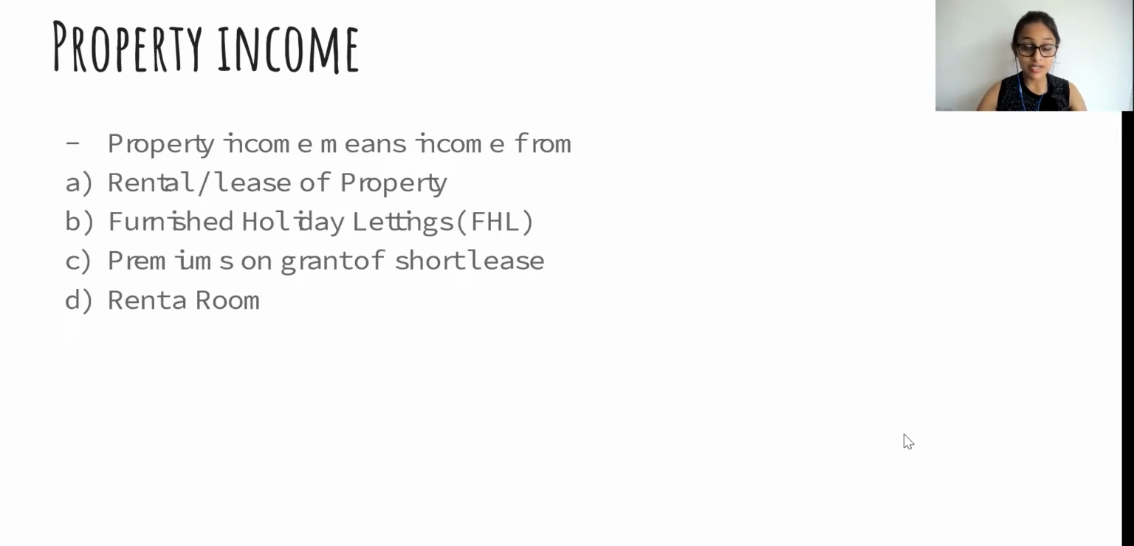Premiums on grant of short lease, rent a room. Let's discuss each of these. First, let's go to the rental or lease of property. Let's go to that particular aspect.